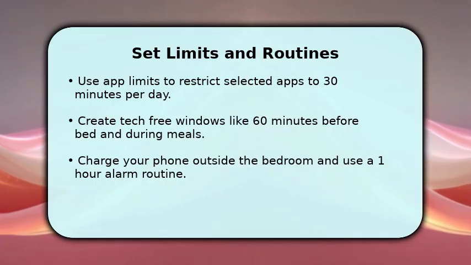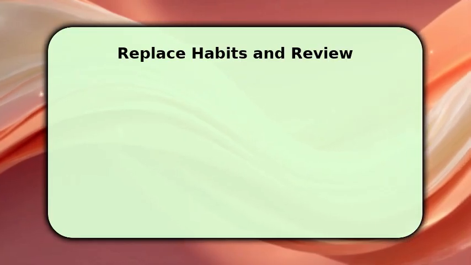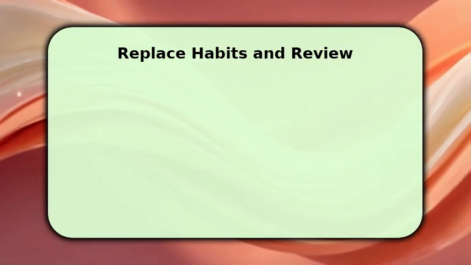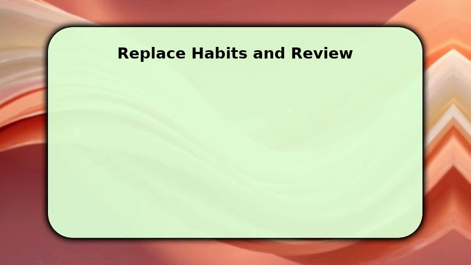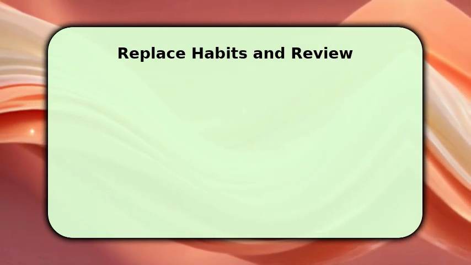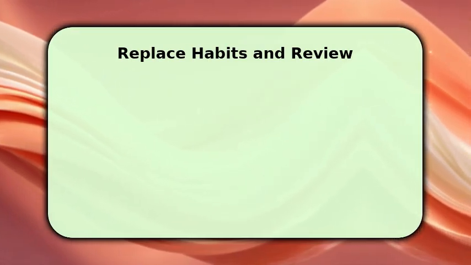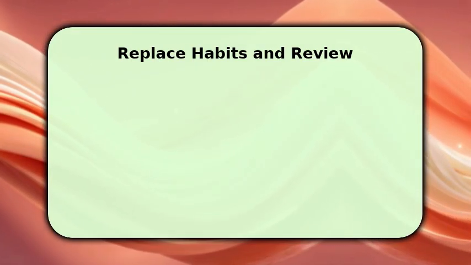Replace impulsive phone checks with short alternative habits you enjoy. Replace phone checks with a 5-minute breathing or journaling habit when urges strike. Keep a list of quick activities like a 5-minute walk or water refill. Reward progress weekly and reduce non-essential use by 25% each month to build momentum.